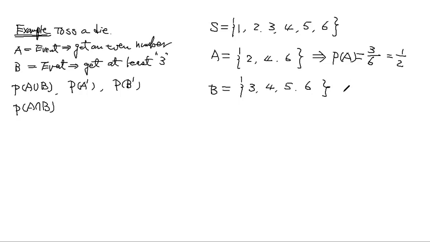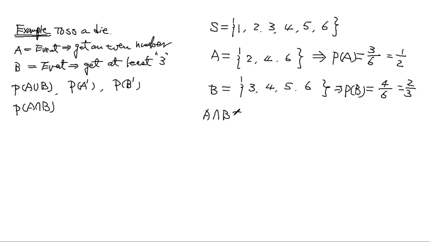The same way here, if you want to find the probability of B, I have 4 out of the 6. So the probability of B is 2/3. Okay. Now let's take a look at A intersect B.